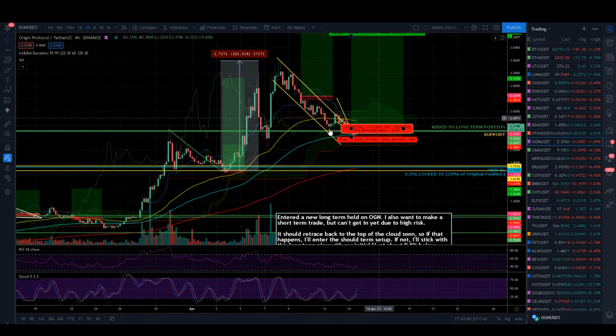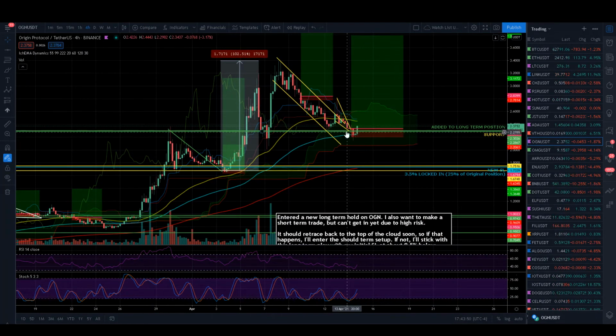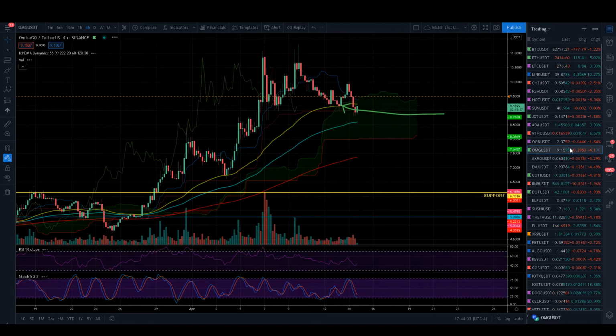I also have long-term trades going on OGN. Again, this one right here looks like if this was a short-term trade only, it would have dipped down and hit my stop loss with that wick. But the 99 EMA held. It dipped down slightly, but mostly the 99 EMA held, and it's back into profitability now. So see what happens with OGN.